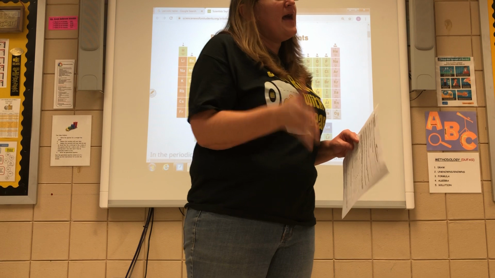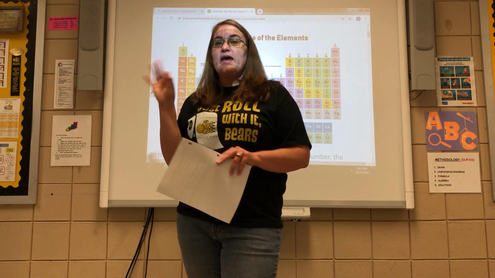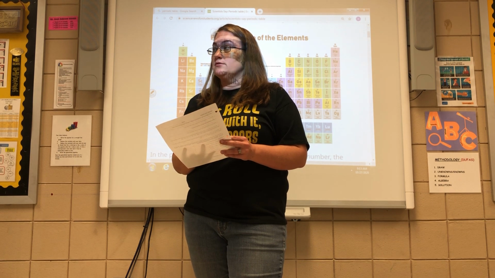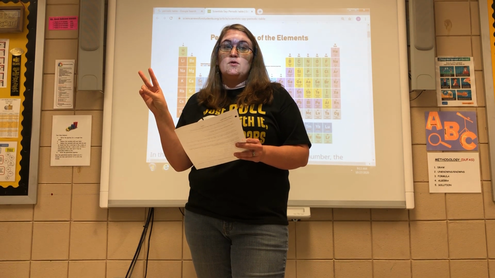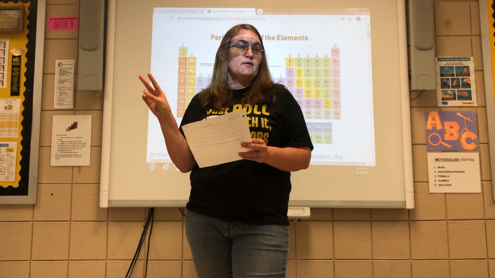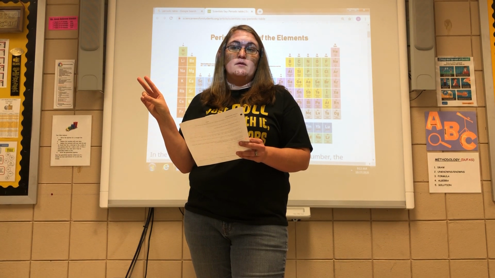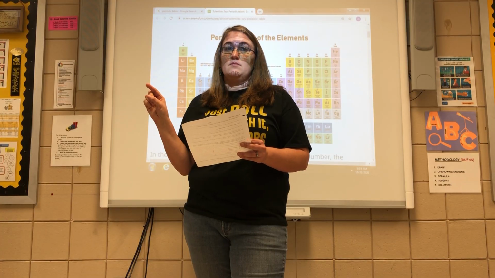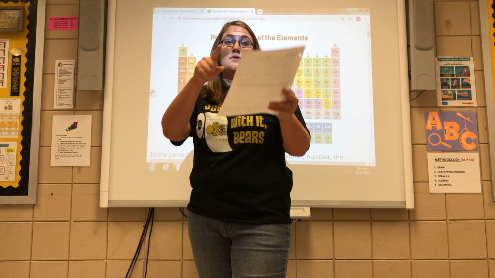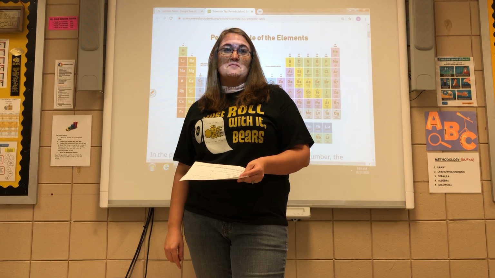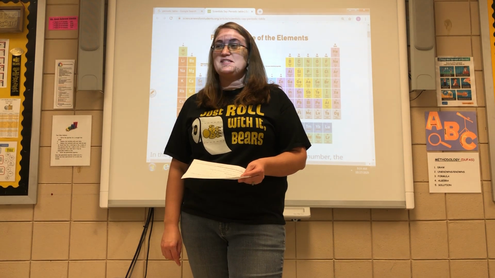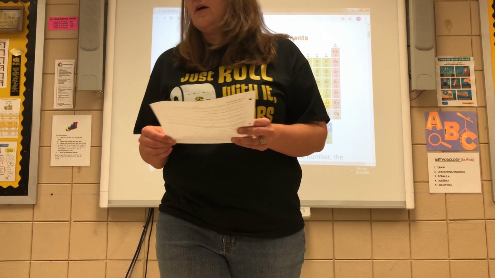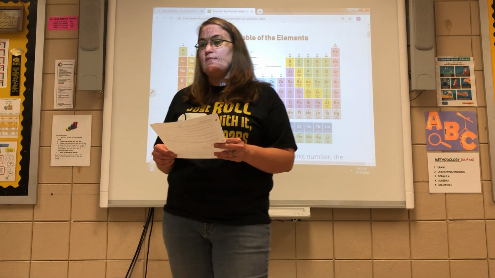Well, how many do we have in that first column? We have 3. How many blanks are on this paper beside alkali metals? 2. Which 2 are we putting in there? Why not hydrogen? It's not a metal. Hydrogen's not a metal. It's an exception too. So your lithium and your sodium are your alkali metals.